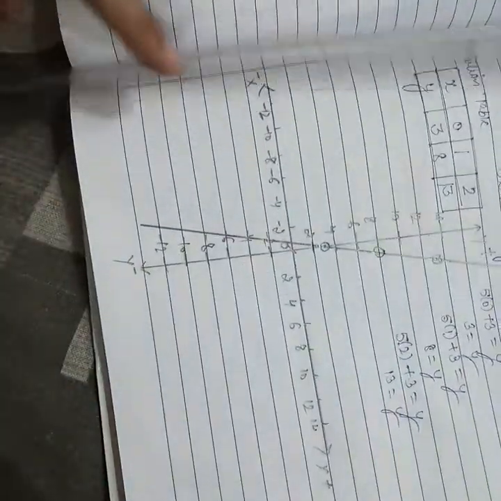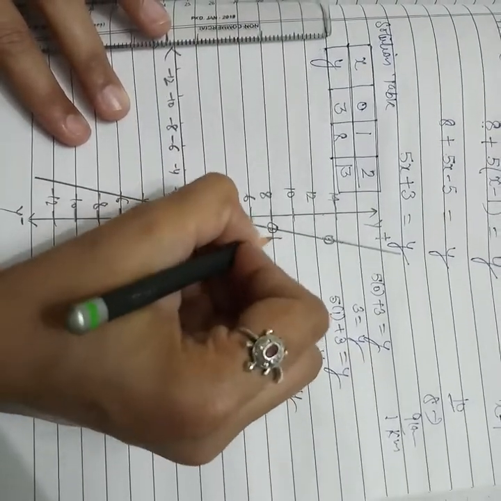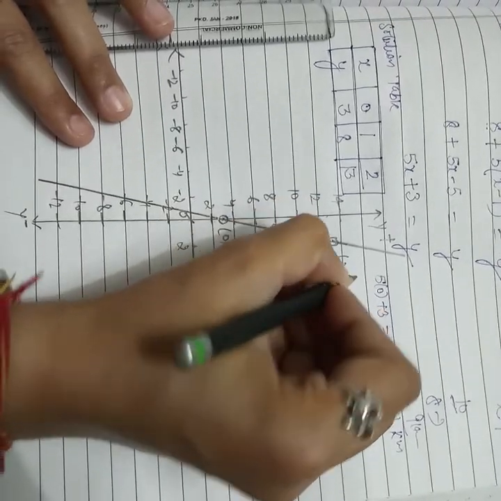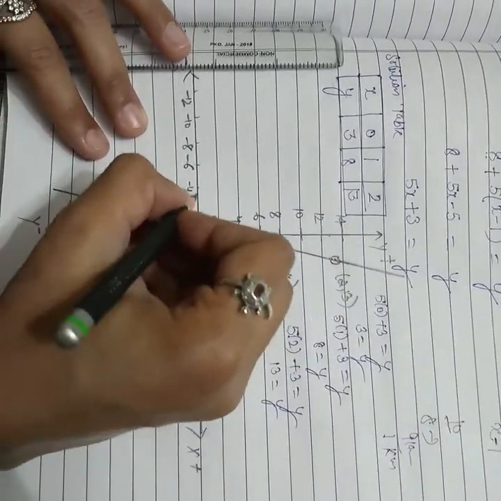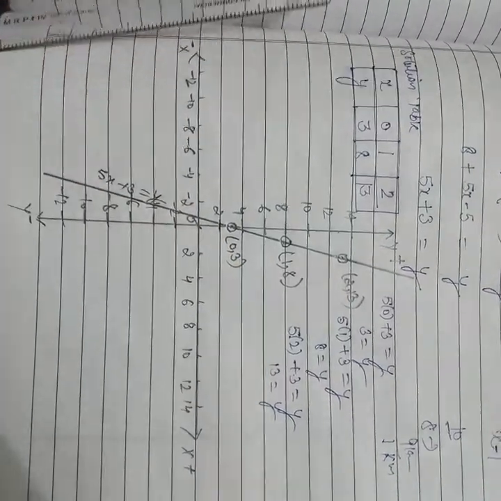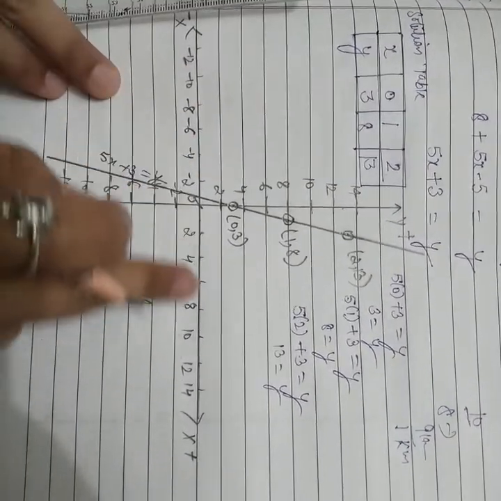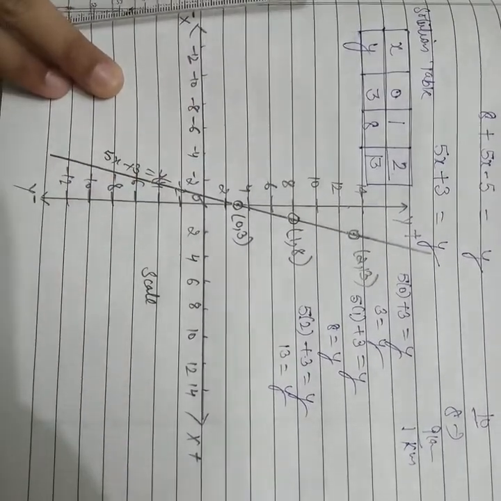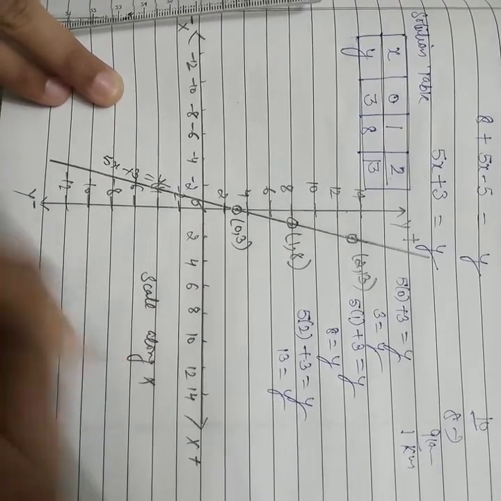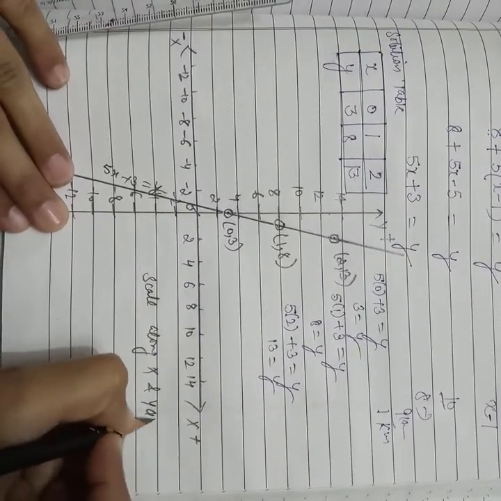And this is a linear equation. Here when x is 0, y is 3; when x is 1, y is 8; when x is 2, y is 13. Here the equation is 5x plus 3 equals y. Now we have to write the scale. Here the difference is the same on both axes, so I write the scale together: scale along x and y axis.